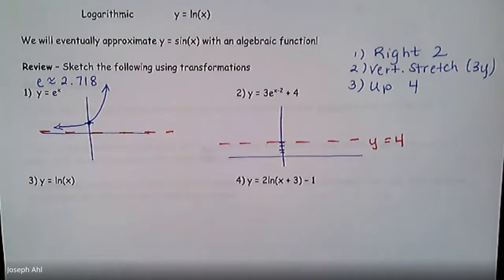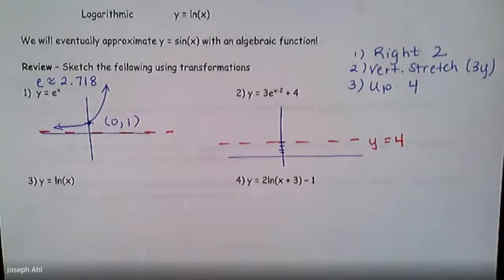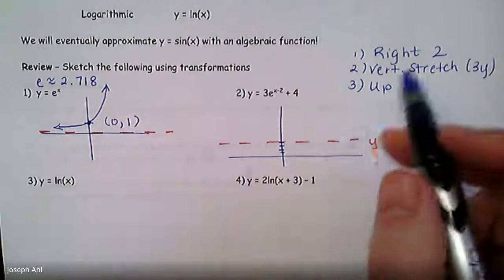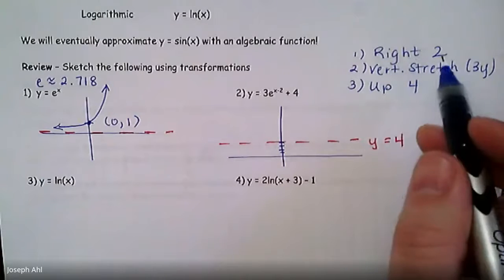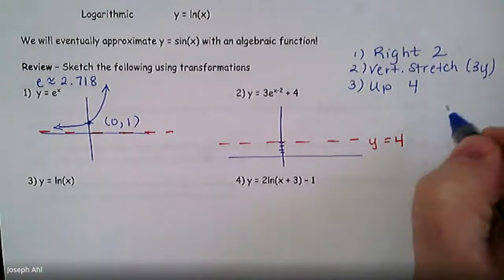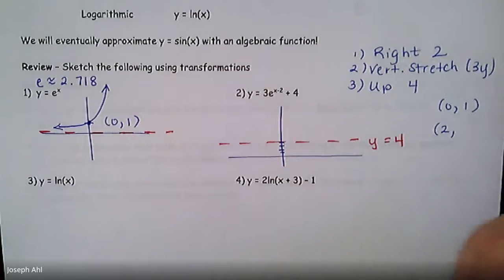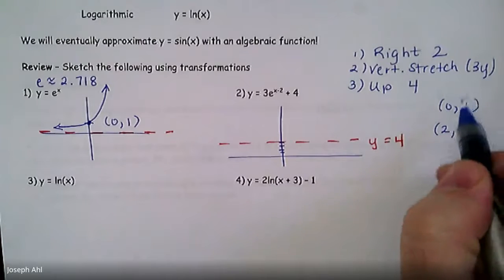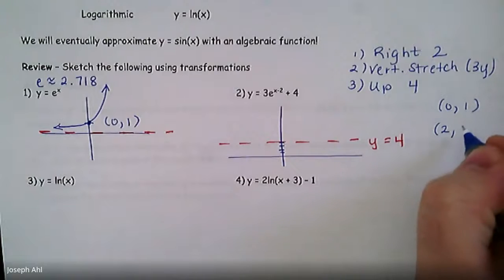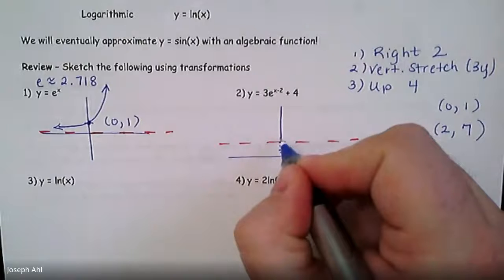And if you want a couple points for accuracy, or even really just one, you can chase around the point (0, 1). And what I mean by that is, where would that fall on the graph if we move it to the right 2, do this vertical stretch, and then up 4? So (0, 1), when I move it to the right 2, would now have an x value of 2. And if I multiply this y value by 3 and then move it up 4, that's going to correspond with the point (2, 7).